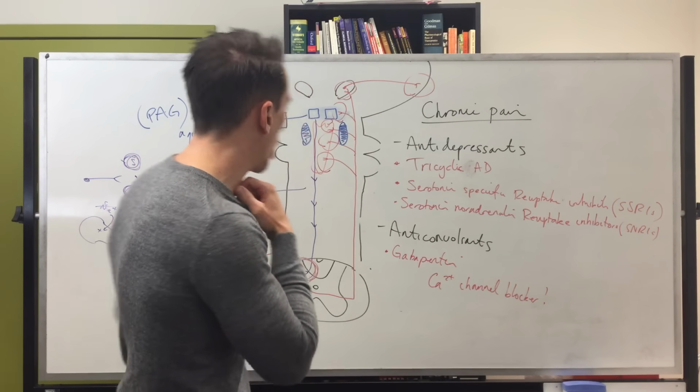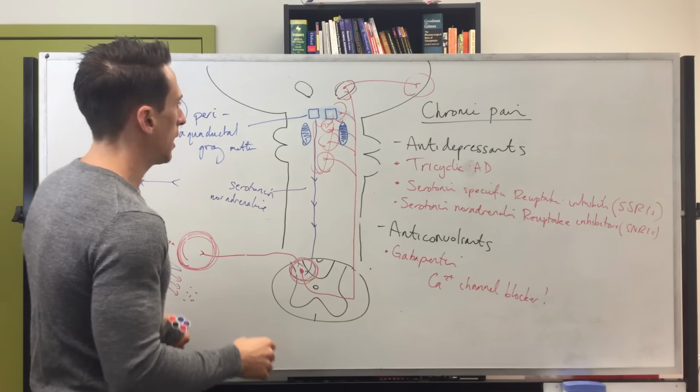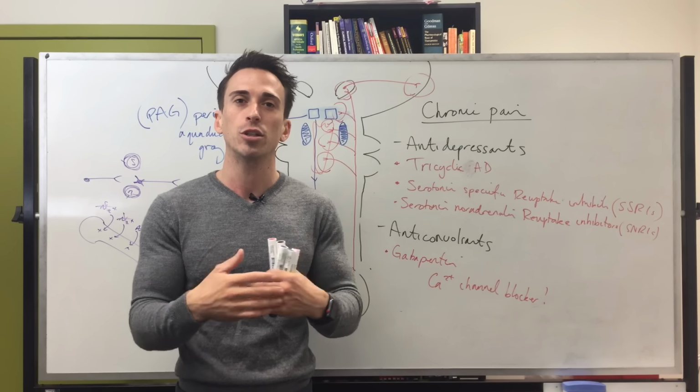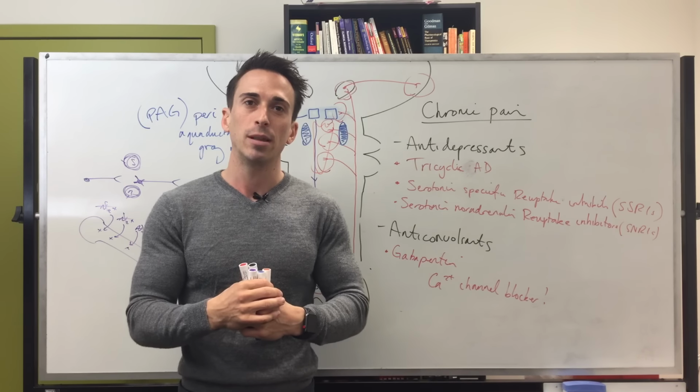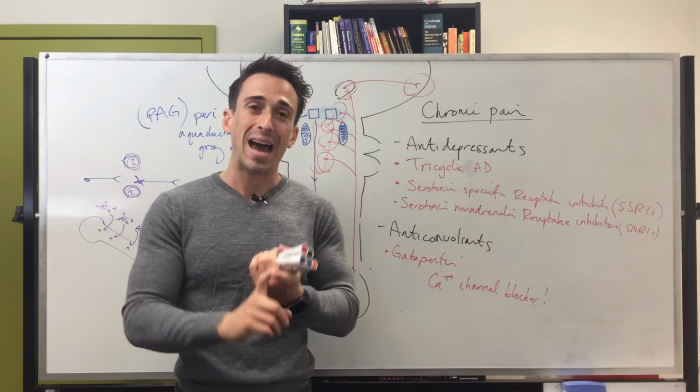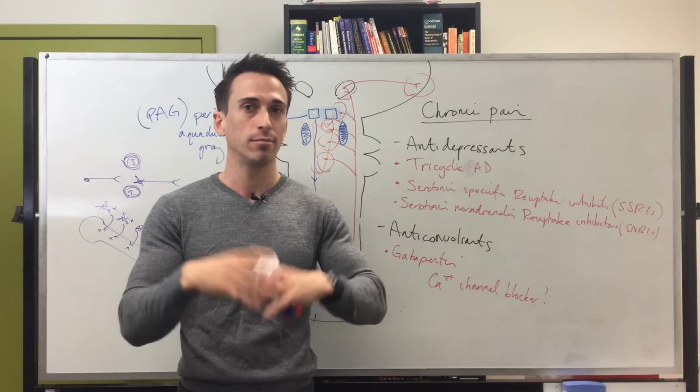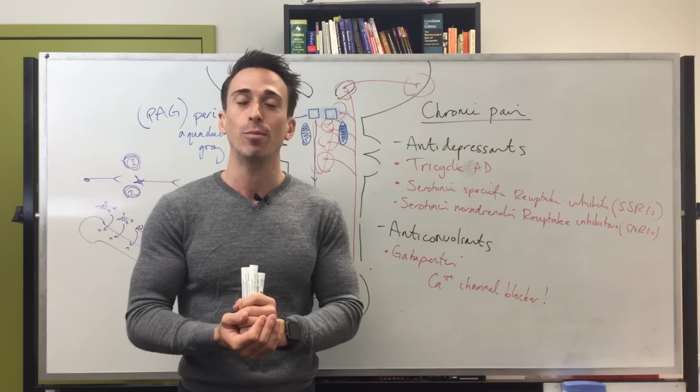So we've gone through a lot here with pain. There's obviously a lot more that we could talk about, but maybe I'll just finish it here. If you have any questions, please feel free to send them through. But that is a quick run through of pain, pain pathways, analgesics, NSAIDs, opioids, and chronic pain relief medications.